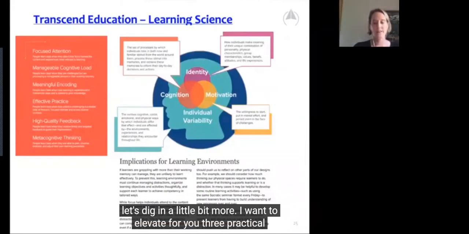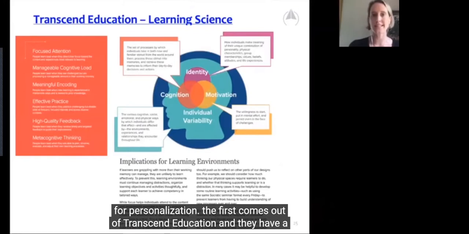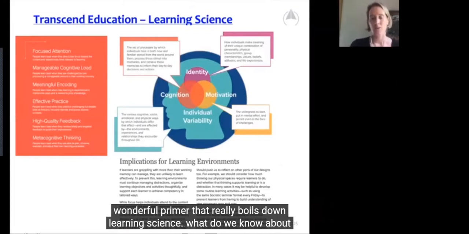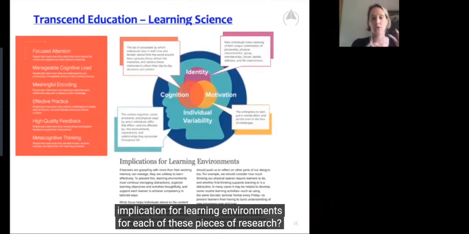I want to elevate for you 3 practical resources that create alternate models to how we could think about designing for personalization. The first comes out of Transcend Education, and they have a wonderful primer that really boils down learning science. What do we know about cognition, identity formation, motivation, individual variability, and what are the implications for learning environments for each of these pieces of research?